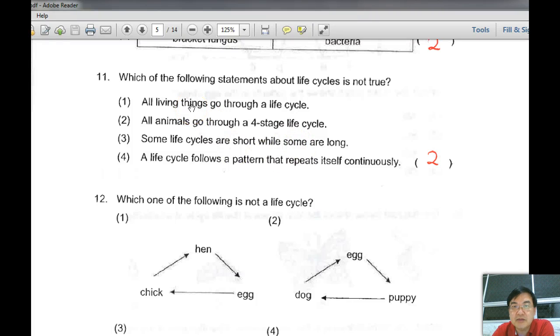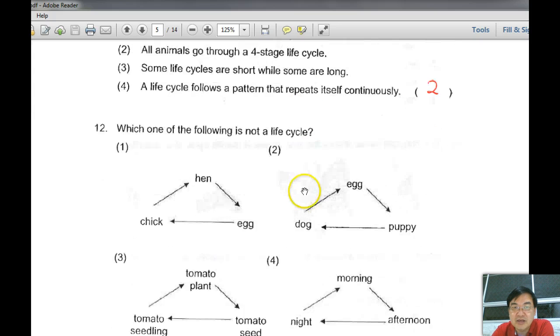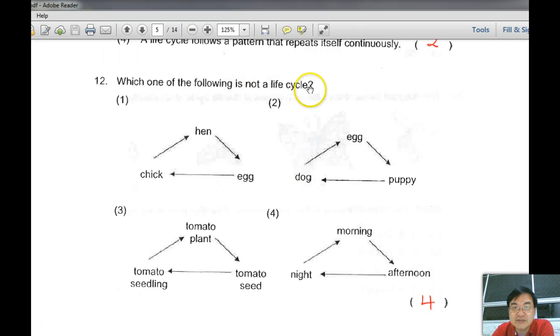Which of the following statements about life cycles is not true? All animals go through a 4-stage life cycle is not true, because some of them go through 3 stages. All right. Next, which one of the following is not a life cycle? Hen lays eggs, chick. Okay, it's just a life cycle. Egg, puppy to dog, correct. Tomato plant, seed comes out to seedling. Morning, afternoon and night is not a life cycle. It could be just a day-to-day cycle, but not a life cycle.